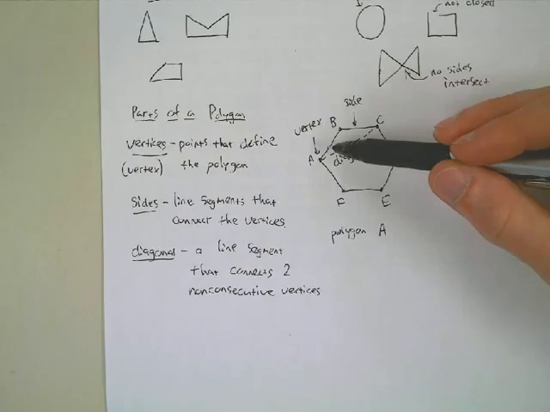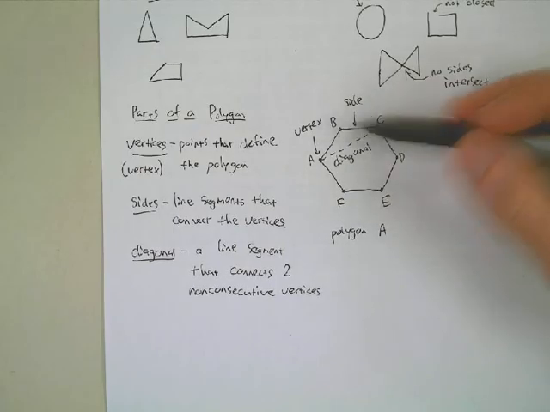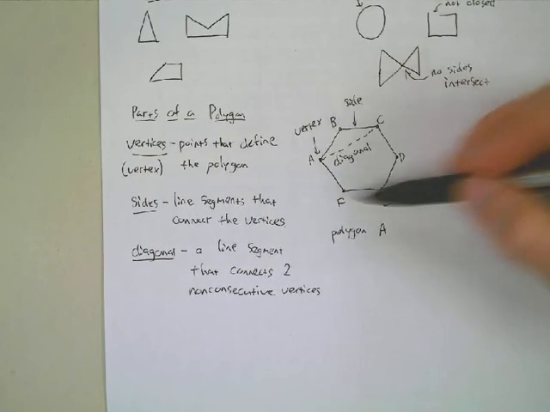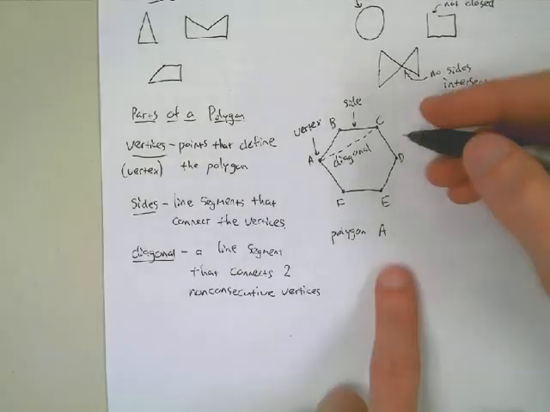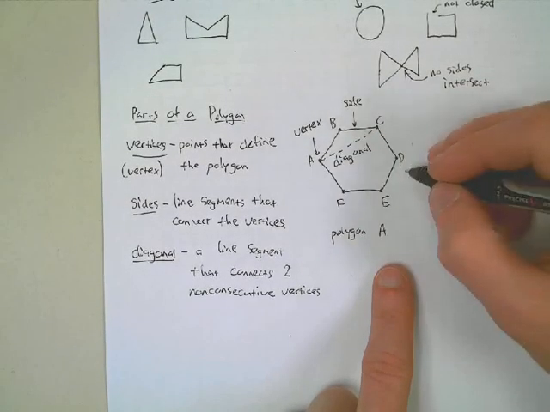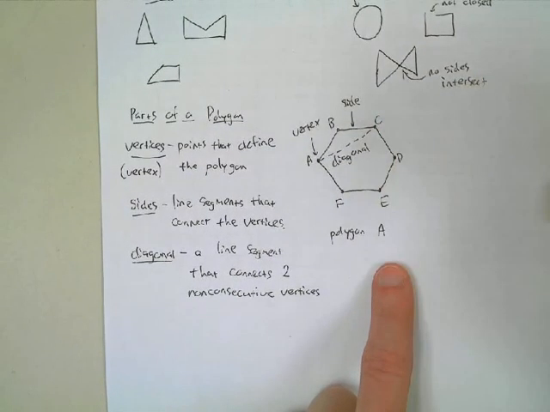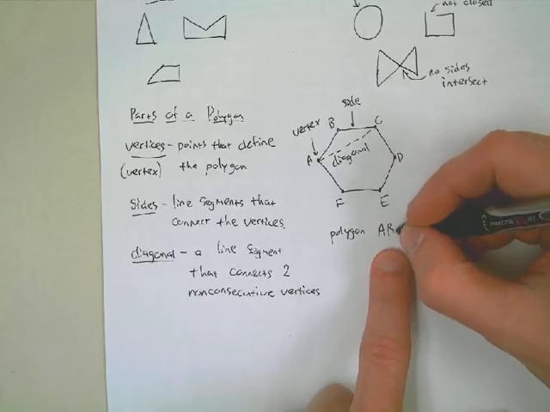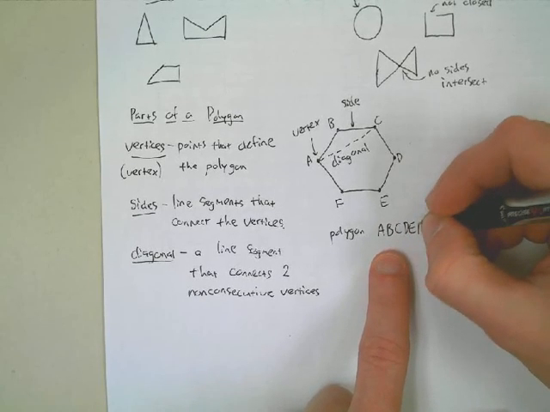You can either go clockwise or counterclockwise, that doesn't matter, but you have to go in order, okay? You can't just do random letters. You can't be like A, D, F, B, E, C. You can't just do that. You have to put it in the order that the shape is in.